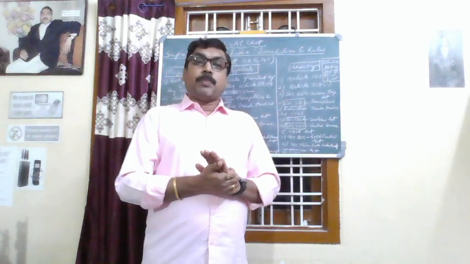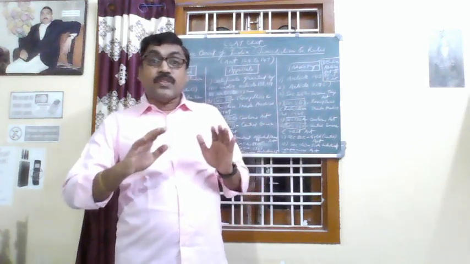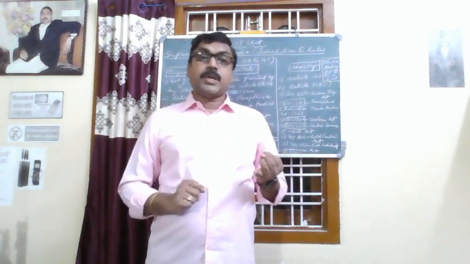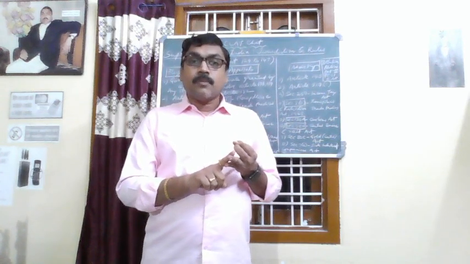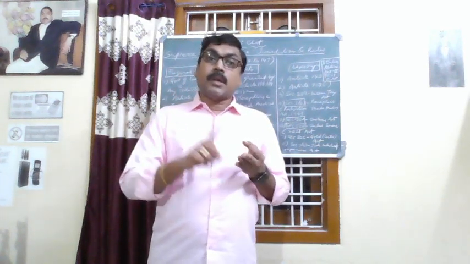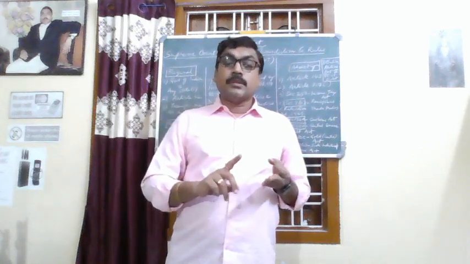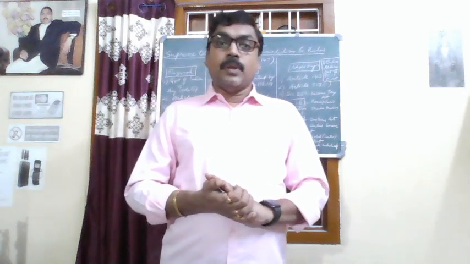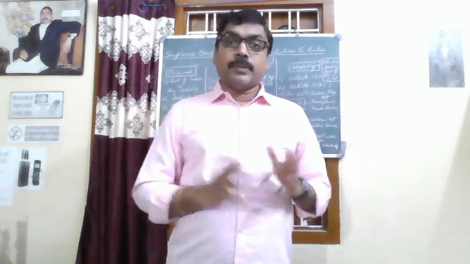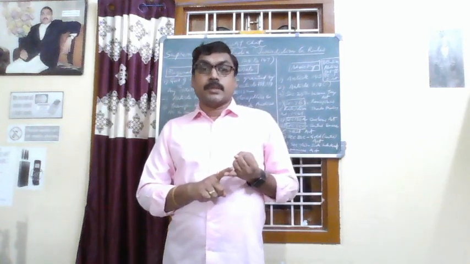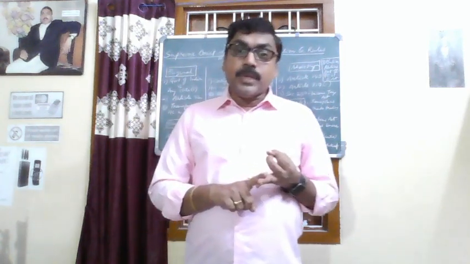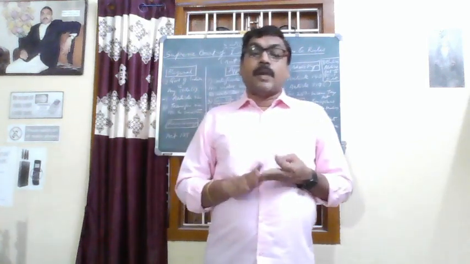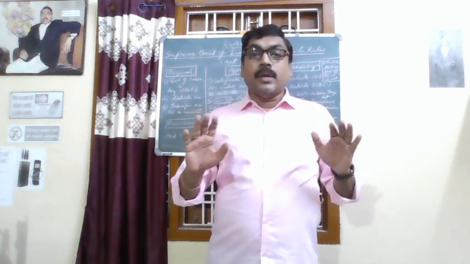The jurisdiction of the Supreme Court is classified as: first, original jurisdiction; second, appellate jurisdiction; third, advisory jurisdiction; and the fourth one is revisionary jurisdiction. These four are very important. First is original jurisdiction, second is appellate jurisdiction, third is advisory jurisdiction, and fourth is revisionary jurisdiction.